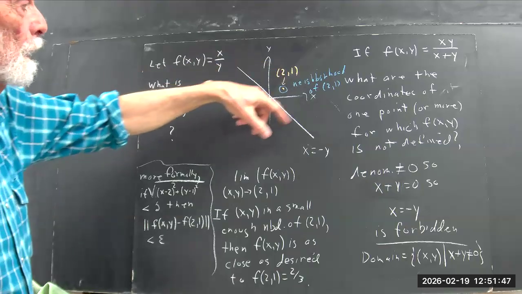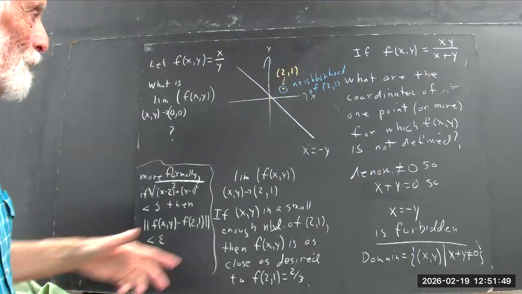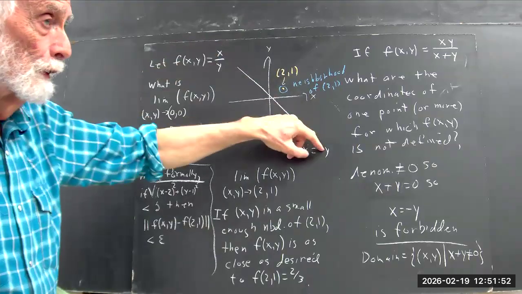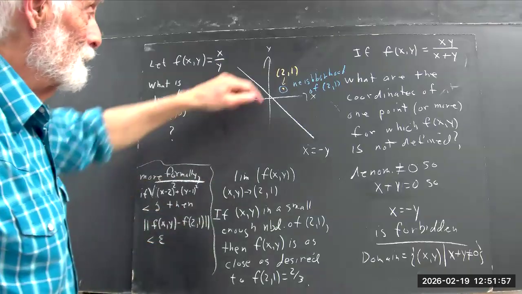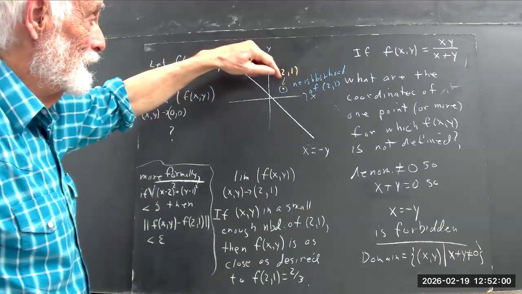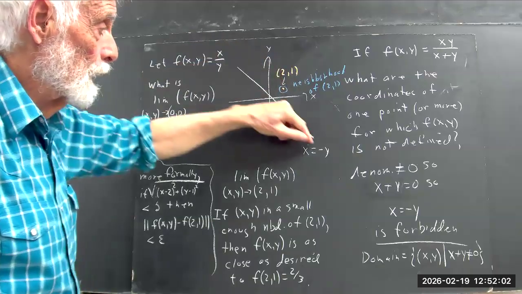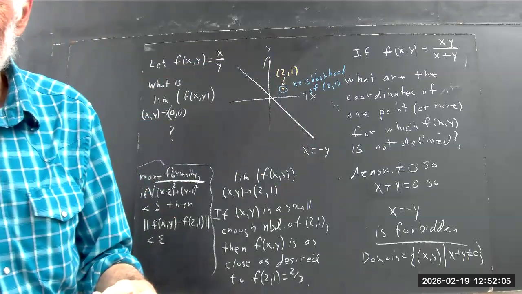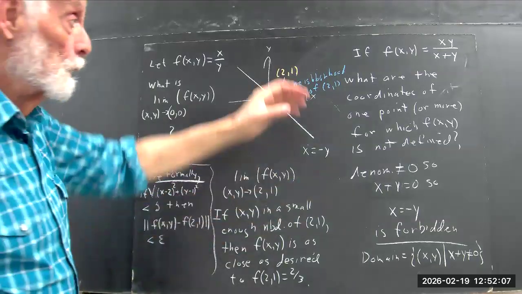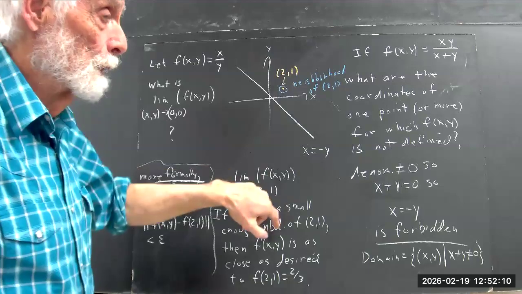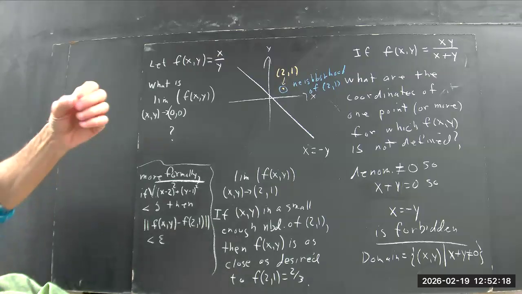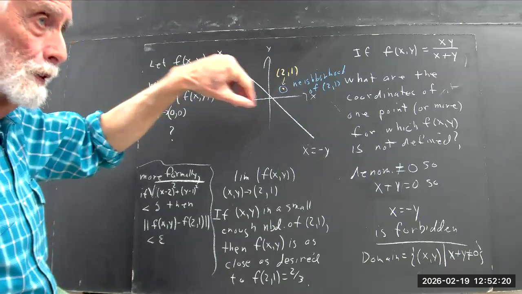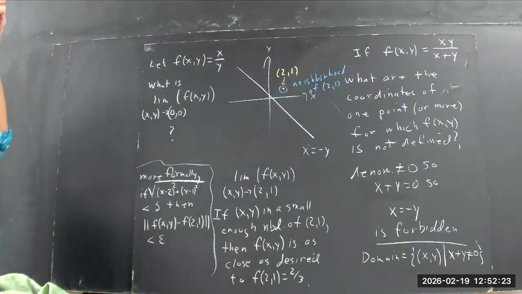If the neighborhood is too big, of course, I run into this line where the function isn't even defined, right? And the point is that this point is separated from the line where the function isn't defined by a finite distance. So I can always make the neighborhood small enough that I can make this statement. Don't want the neighborhood to be too big, but you think of a tiny neighborhood, a tiny region. It doesn't have to be a circle, but some tiny region around the point.